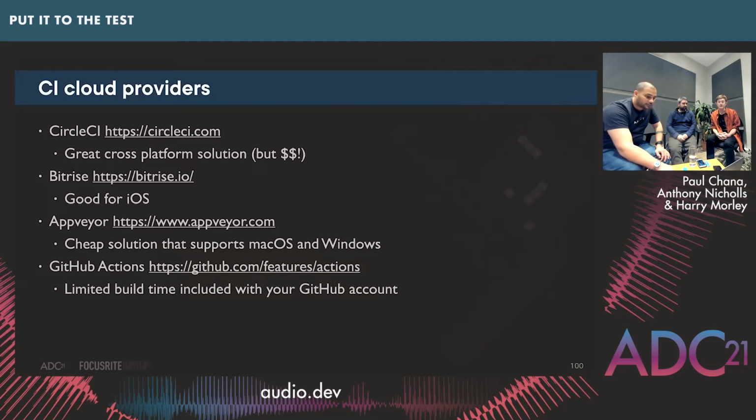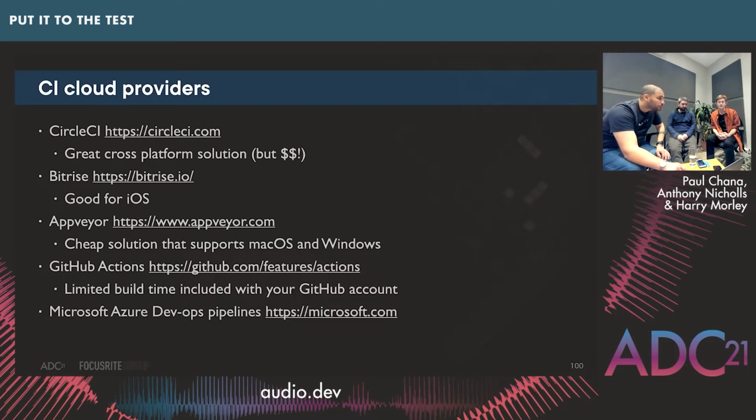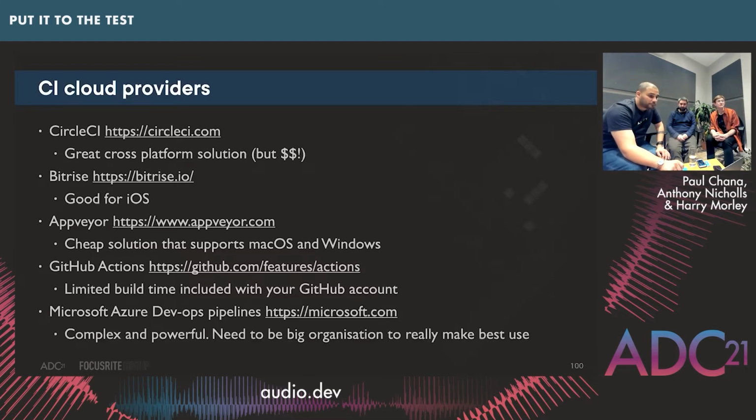The last one in our list here, if my mouse would move, there we go. Microsoft Azure DevOps Pipelines. I was unsure about putting that one in because really you need to be a big org to even start making the best use out of that. It's a costly one. You will spend a lot of time scratching your head. It's great, but complexity is high on that one. Also, at that point, I would be asking why not GitHub Actions. I mean, the back end of the two is basically the same thing.